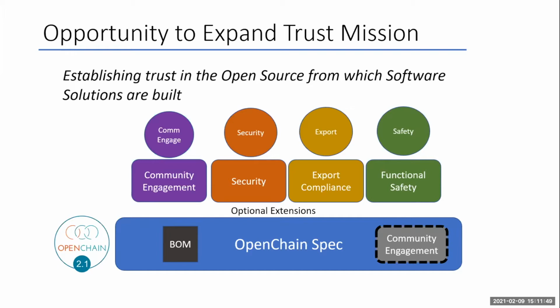We can go with the community engagement as the first one to test out this optional ability, and start to draft. The security probably is a natural one to start to draft as well. And if we have people who are interested in the export, they can start on each of these, but we don't need to deliver them all at once. And maybe the very first one is the community engagement.